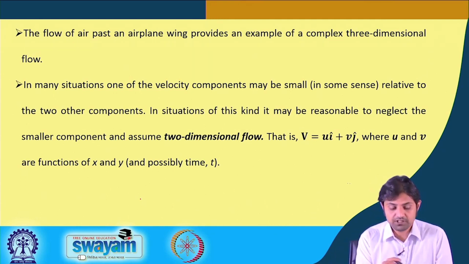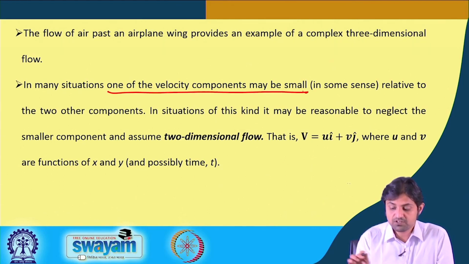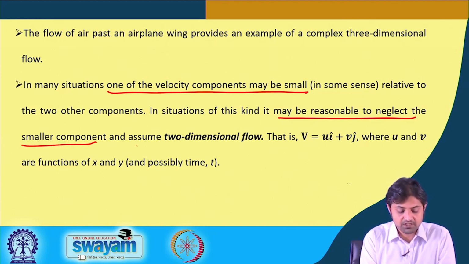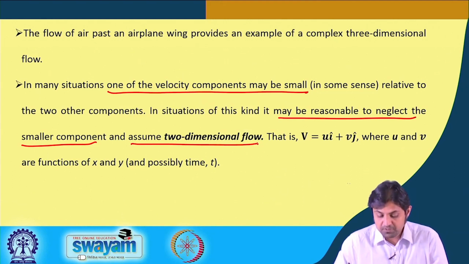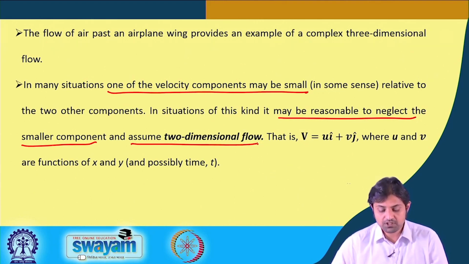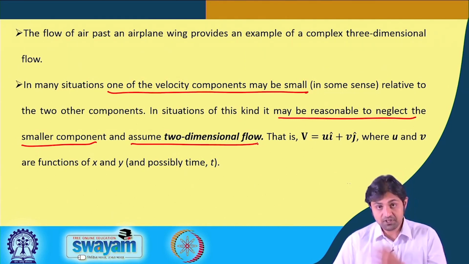Going back to the main point, one of the velocity components may be small relative to the other components. In situations of this kind, it may be reasonable to neglect the smaller component and assume two-dimensional flow. As I repeat, all flows in nature are three-dimensional, but some flows can be assumed to be two-dimensional because one of the components is very small in comparison to the other two, and therefore we can say that this is a two-dimensional flow.